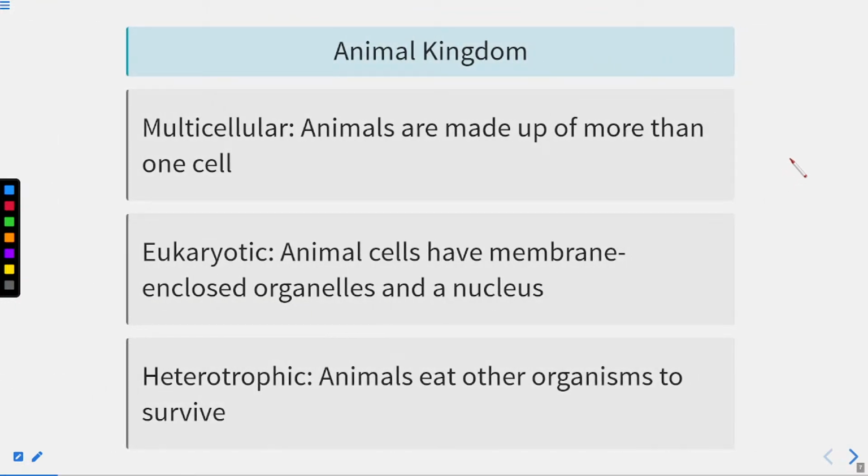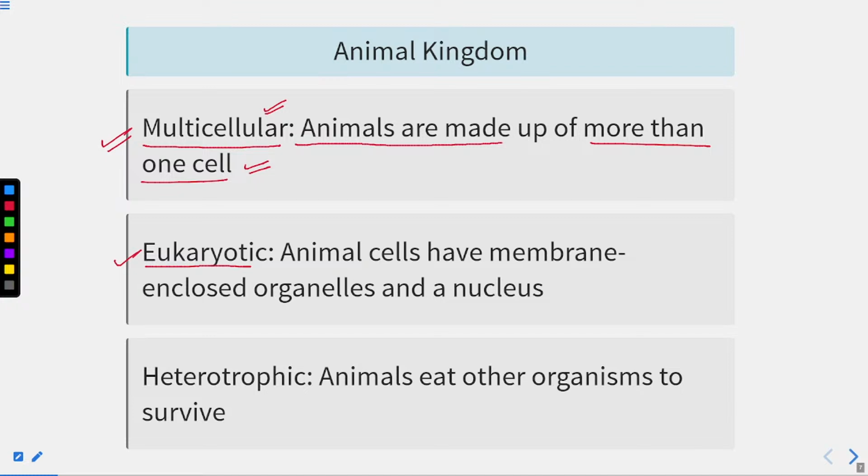Okay. So, general characteristics of animals. The first one is multicellular. Animals are made up of more than one cell, right? They are made up of more than one cell. That is why they are called multicellular.